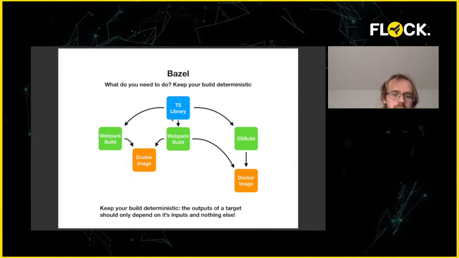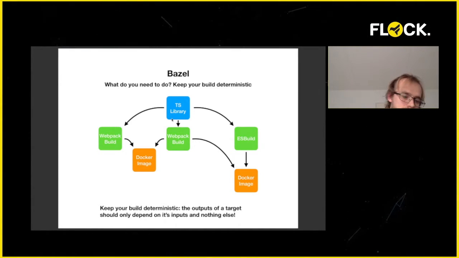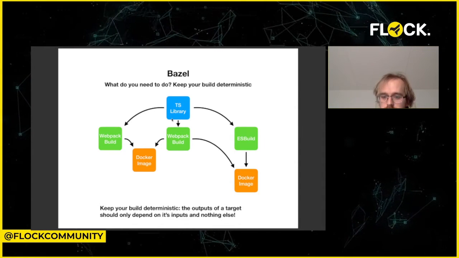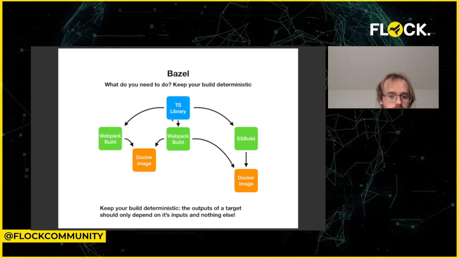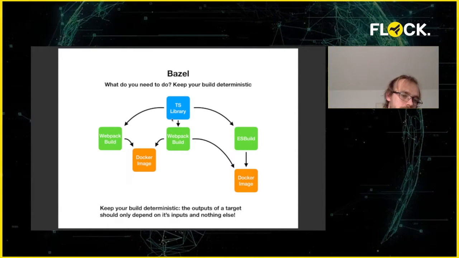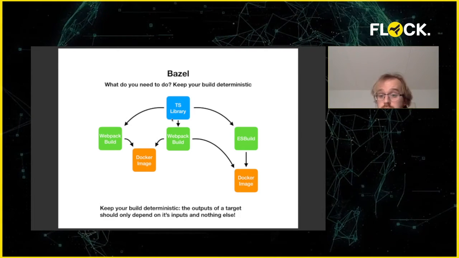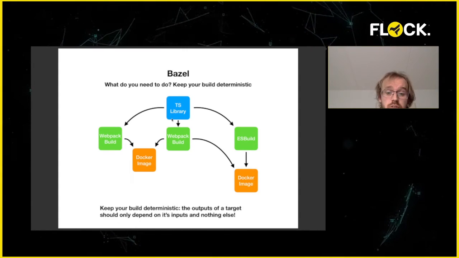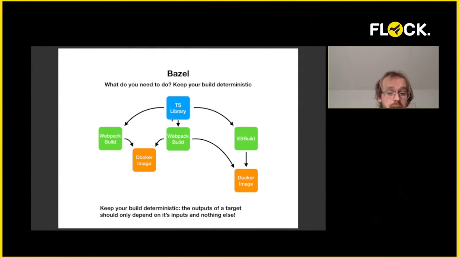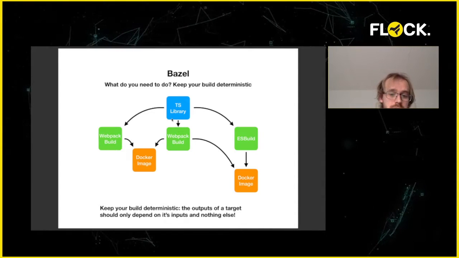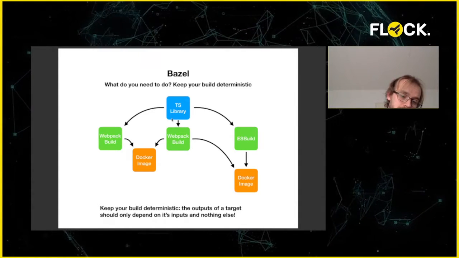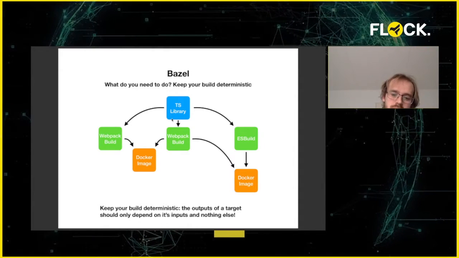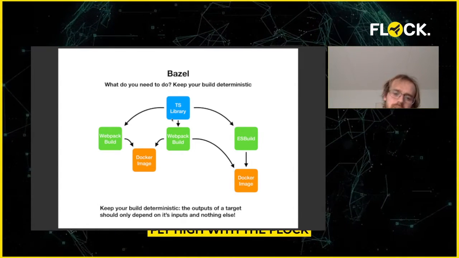The second thing you need to do is make sure that your build is deterministic. So what do we mean with deterministic? It's that the output of a target should only depend on its input and nothing else. That sounds like a reasonable assumption for a compiler. I assume that the output of my compiler only depends on the input files that I provide. So that makes sense, but sometimes there are cases where it's not obvious, but it can go wrong.